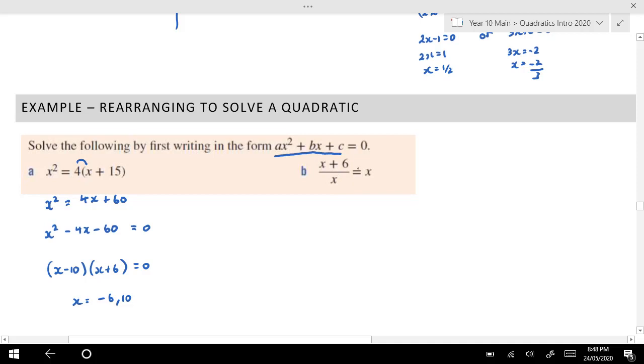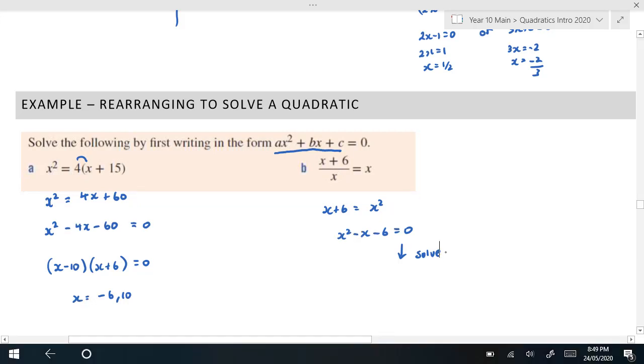Now this one over here, we just have to multiply x to both sides. So I want to cancel out fractions, so I'm going to do that. x times x is x². And then I want to subtract x + 6 from both sides. So when I do that, we're going to have x² - x - 6 is equal to 0, and then we go ahead and solve. So sometimes they don't look like quadratics, but if you rearrange them, they are. Okay, so that's really all you have to do when you get those ones there.